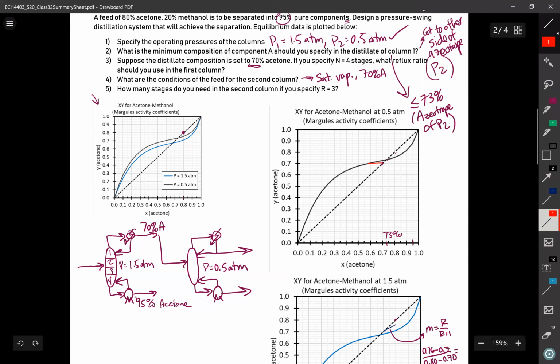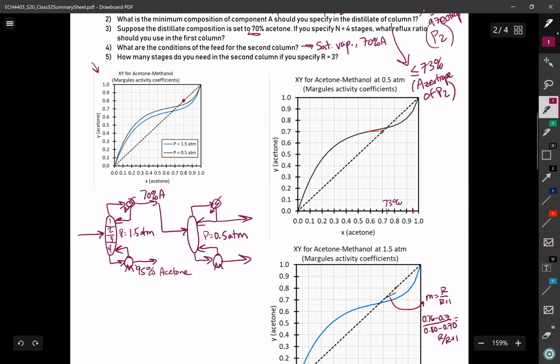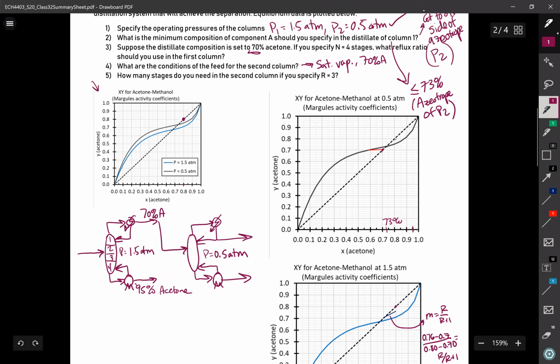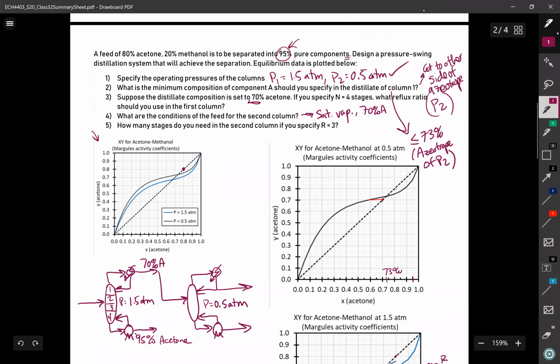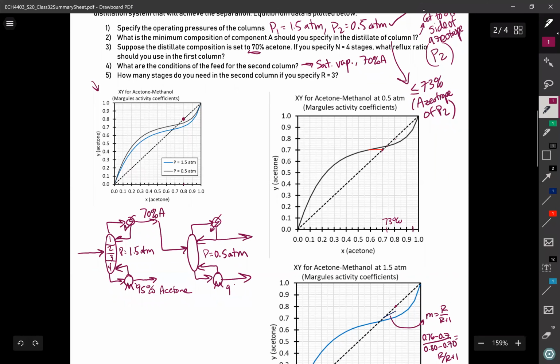All right, how many stages do you need in the second column if you specify that R equals 3? So there's a couple of things we've got to do first before we can go stepping stages. First thing to do is to set what our distillate and our bottoms purities are going to be. I'm constrained that I want 95% pure components. So this bottom stream has to be 95% pure methanol. In other words, it has to be 5% acetone. And now that I'm working on a right side up diagram, I think this one would make a little bit more sense, where my XB has got to be down here at 0.05.